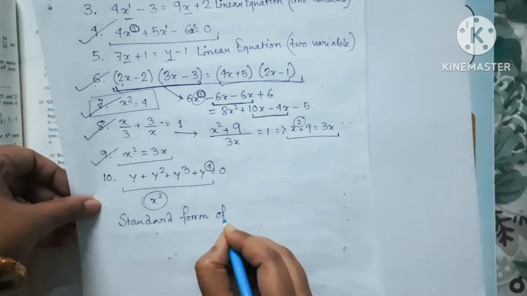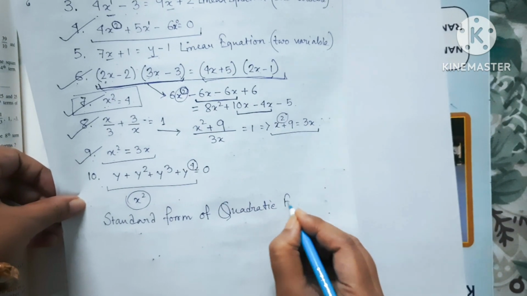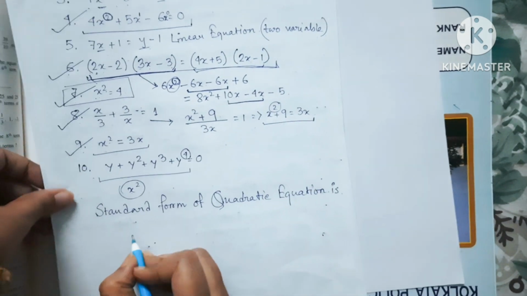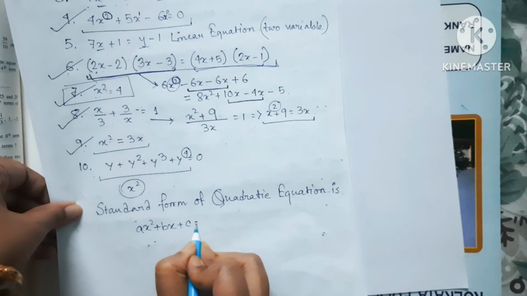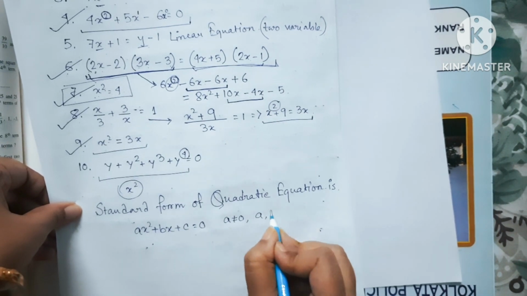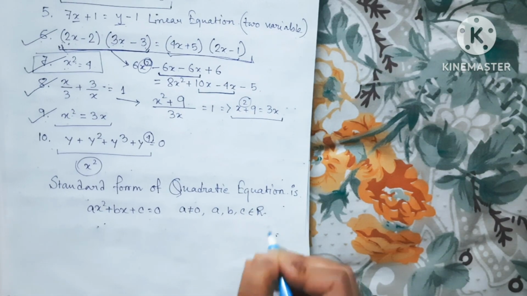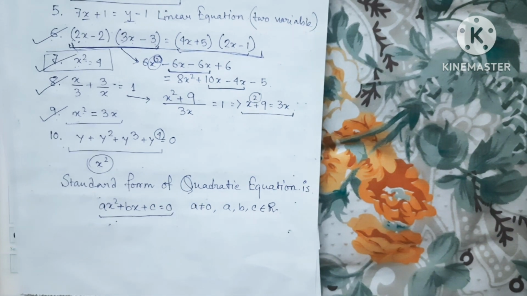Standard form of quadratic equation is ax square plus bx plus c equal to 0, where a not equal to 0, and a, b, c belong to R. Okay, so this is the standard form of quadratic equation.